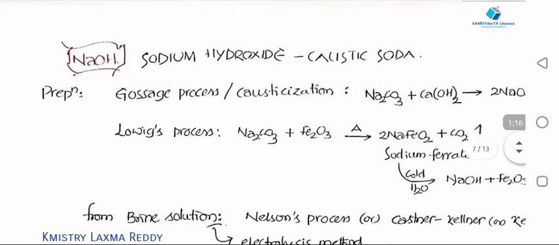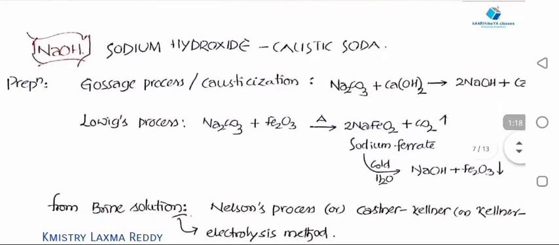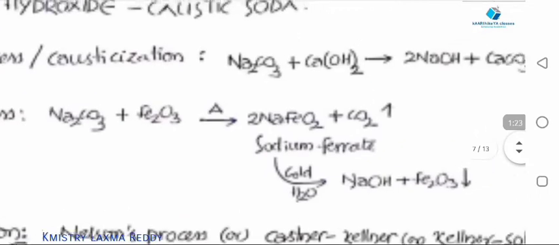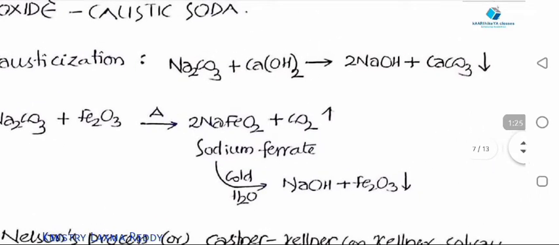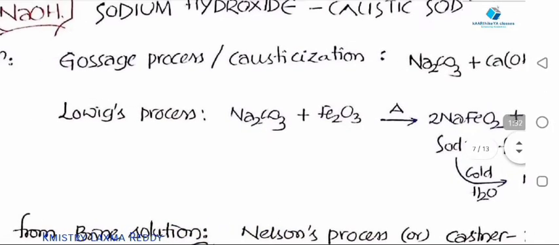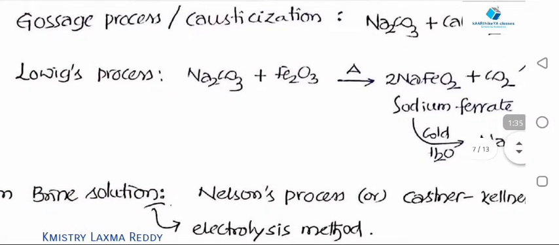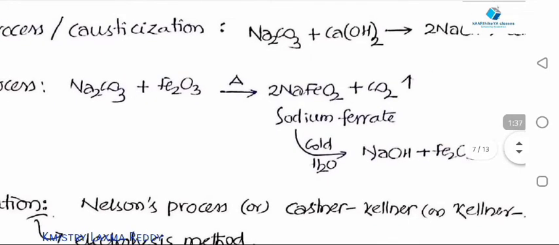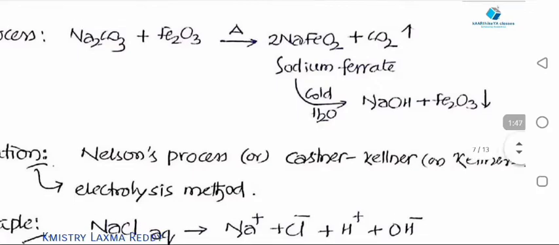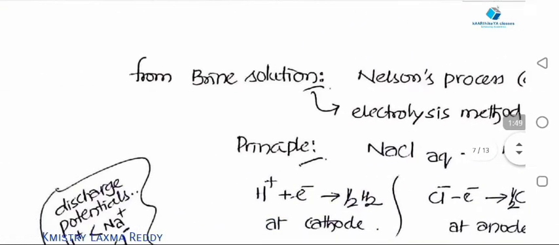The preparation methods are, the first one is Gossage process, or you say causticization process. It is sodium carbonate reaction with calcium hydroxide. When sodium carbonate reacts with calcium hydroxide, it forms sodium hydroxide. This is a laboratory technique, Gossage process. Another one is Loewig process. In Loewig process, we treat iron oxide with sodium carbonate, so that you will get sodium ferrate. The sodium ferrate, when treated again with water, gives sodium hydroxide.